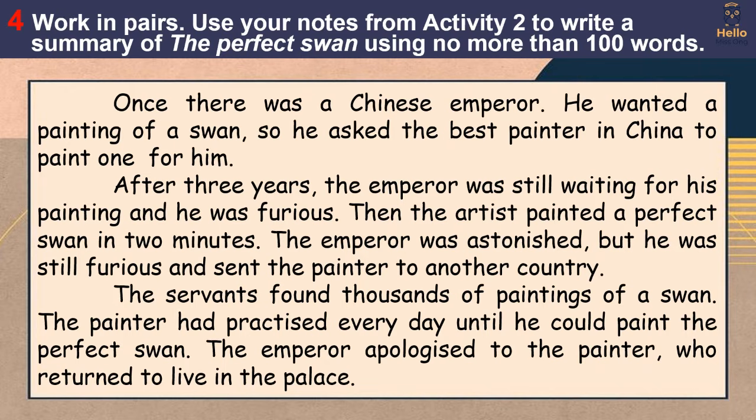Then the artist painted a perfect swan in 2 minutes. The emperor was astonished, but he was still furious and sent the painter to another country. The servants found thousands of paintings of a swan. The painter had practiced every day until he could paint the perfect swan. The emperor apologized to the painter, who returned to live in the palace.